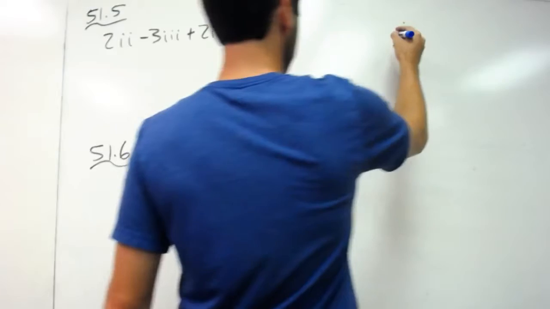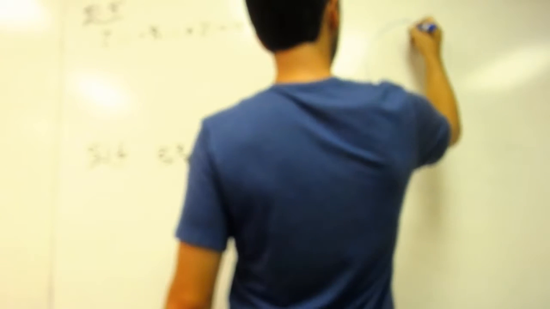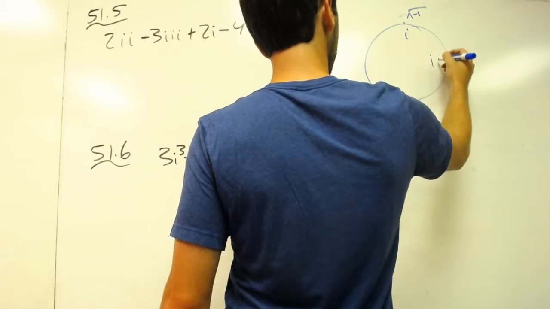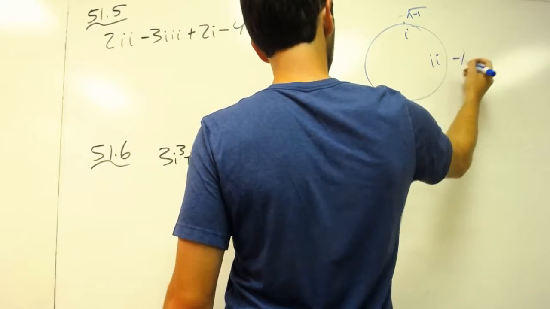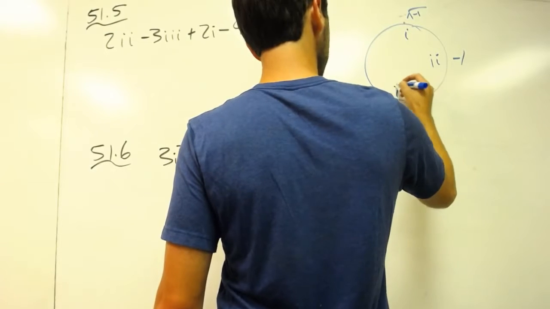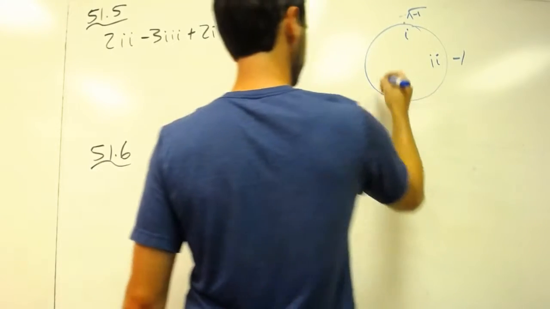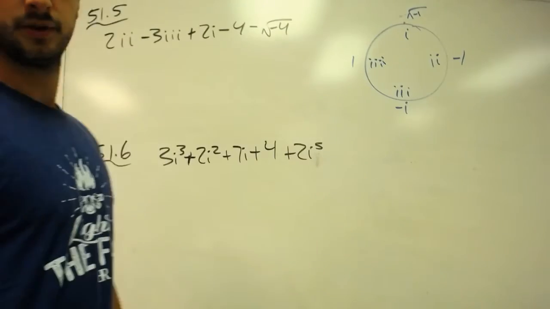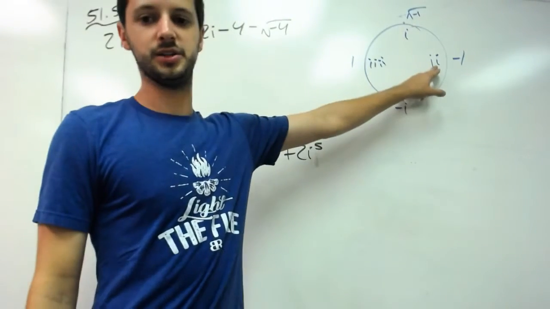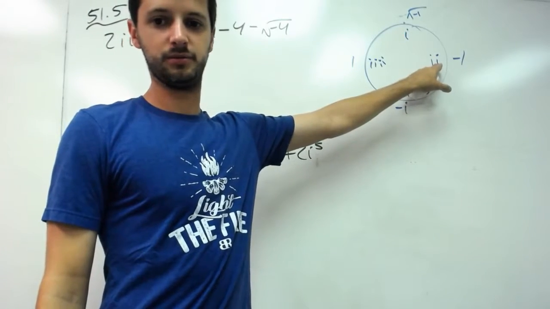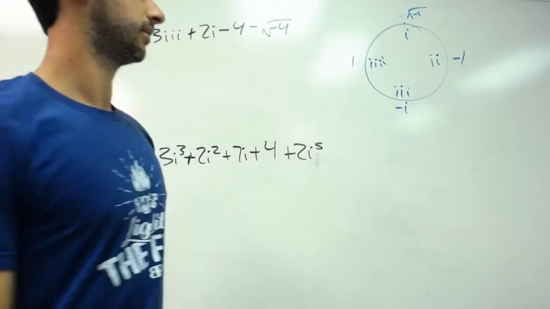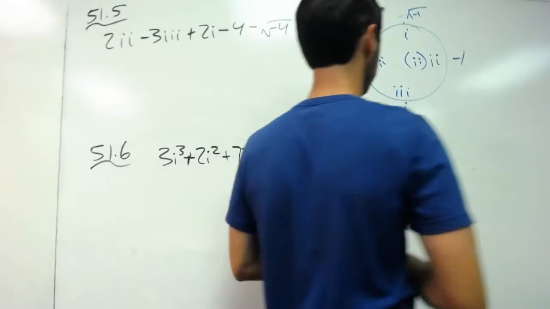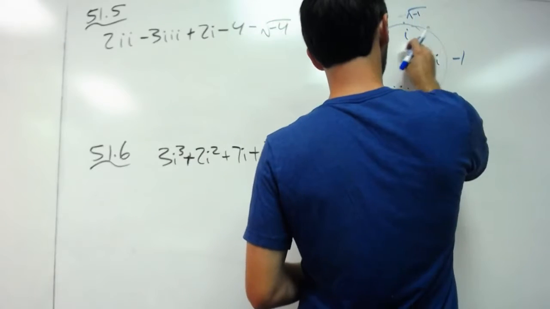Now let's look at a couple problems using our wheel of i's. Like I said, i is square root of negative 1, i squared is negative 1, i cubed is negative i, and then i to the fourth is positive 1. Why it's 1 is because if you had negative 1 times negative 1, that would equal a positive 1. So that's why it is like that.